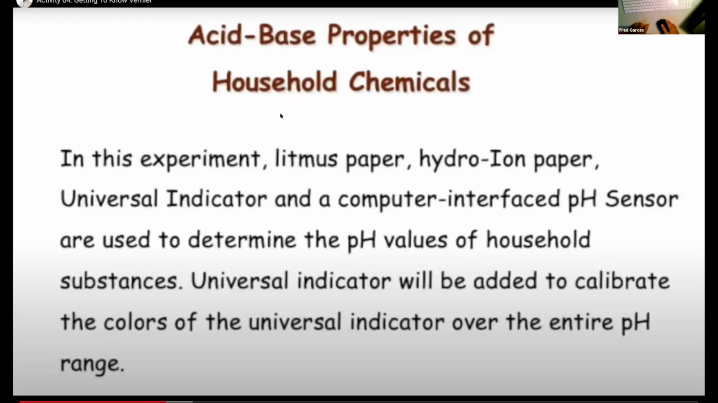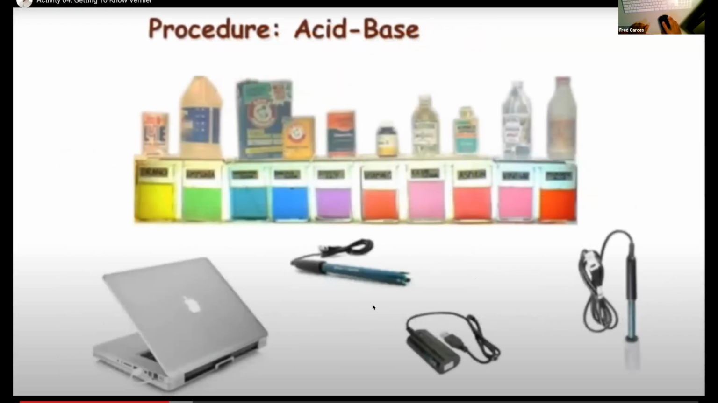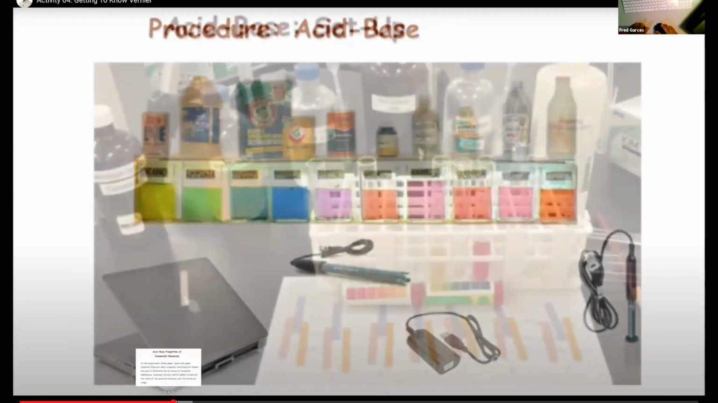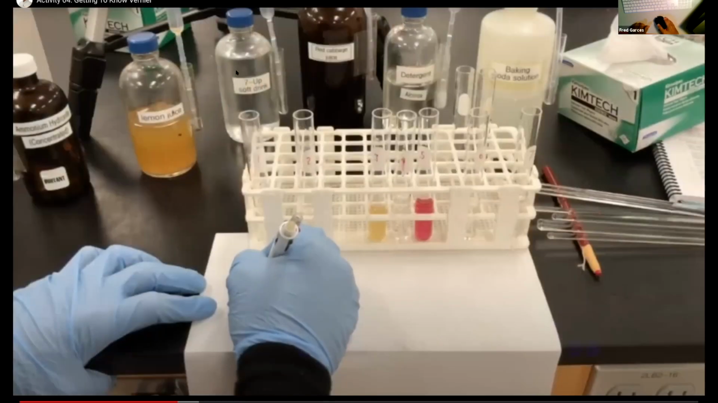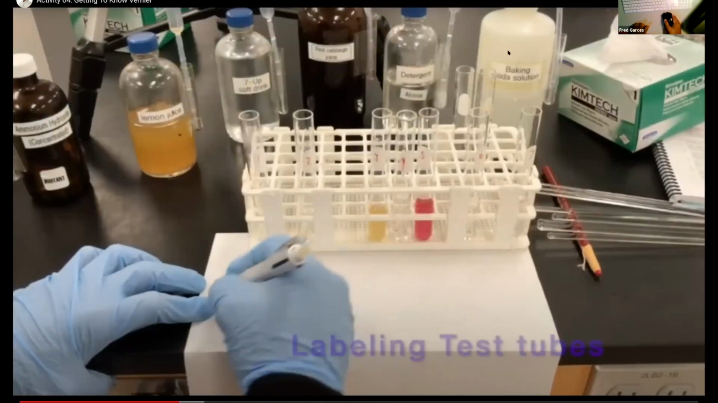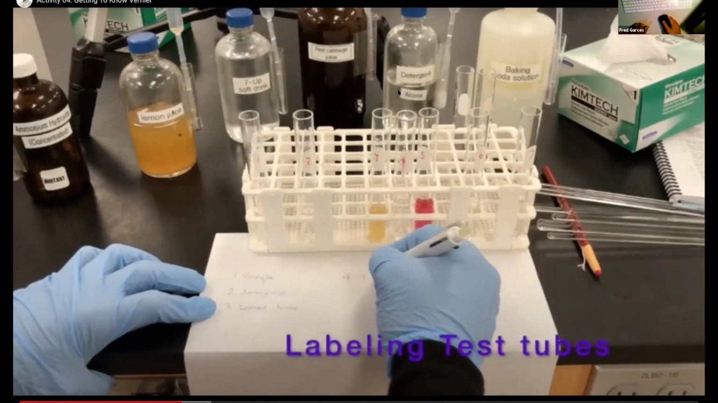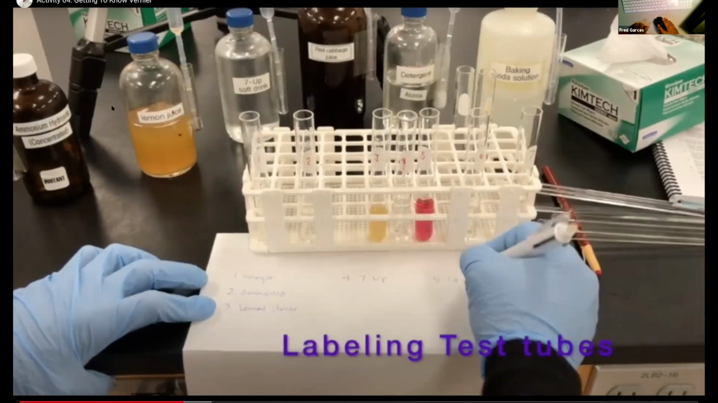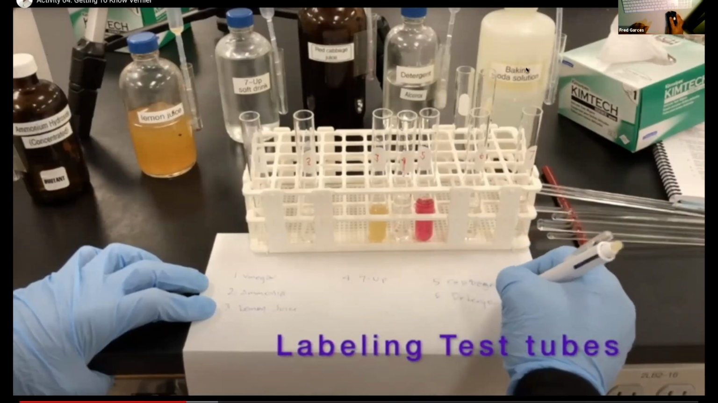This is the second part. This is the acid-base property of household chemicals. Again, these are the different chemicals that you guys will be testing. These are the probes, and this is what it looks like. I have a bunch of test tubes here, 1 through 7. There's a missing bottle in here somewhere.